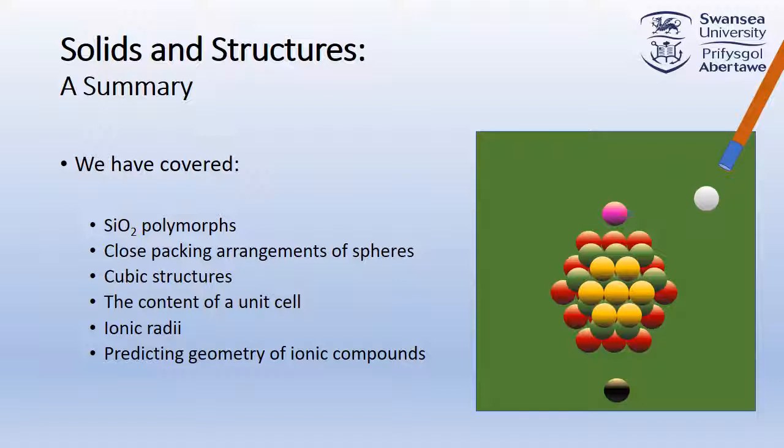So in summary, we have covered silica polymorphs. We have looked at the close packing arrangement of spheres and thought about the different arrangements that there are. We've looked at the cubic structures. We've looked at how we can characterize and quantify the contents of a unit cell, that little repeatable unit. We have looked at the ionic model again and the variations in ionic radii, and then we've looked at predicting the geometry of ionic compounds from that ionic radii. And I hope you appreciate my little sketch here on the right hand side.